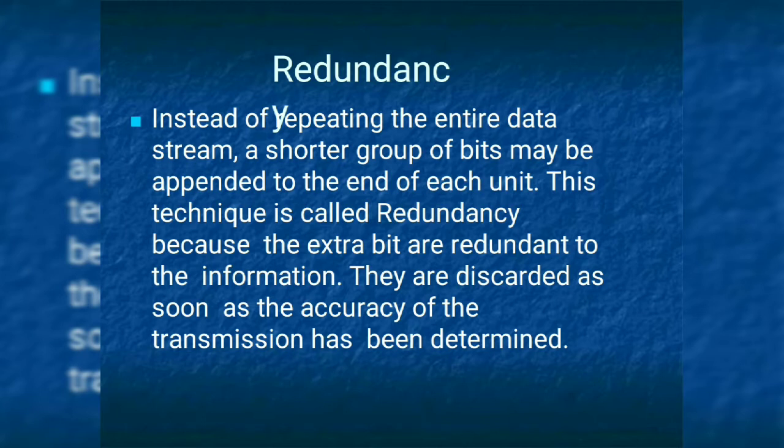Let us discuss the meaning of redundancy. Instead of repeating the entire data stream, a shorter group of bits may be appended to the end of each unit. This technique is called redundancy. This shorter group of bits is appended to the data unit in order to recognize and detect the errors. Once accuracy is confirmed at the receiver side, the appended bits are discarded.